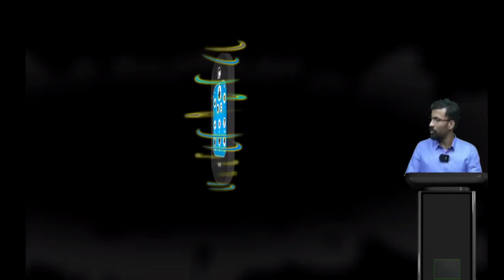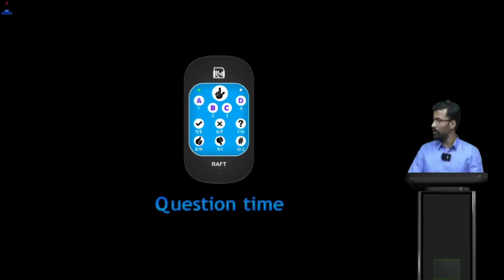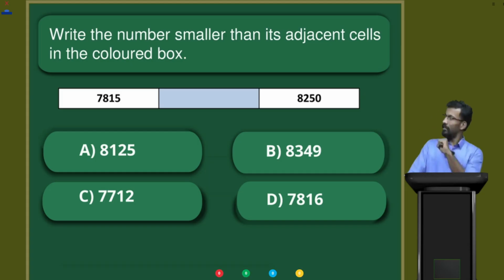Okay, so now there is a question for you. Answer it correctly. Write a number smaller than its adjacent cells in the colored box: 7815 and 8250. The logic is we have to write a number that is smaller than its adjacent cells. I am giving you 1 minute of time. So answer it correctly, students. Which option should be there? Option A, B, C or D? Which one?